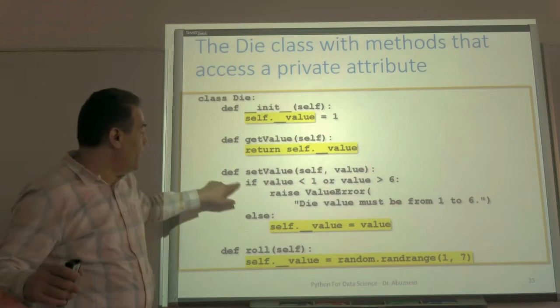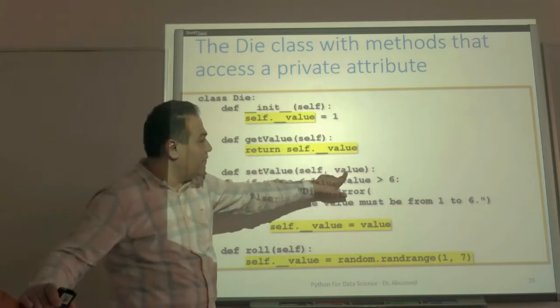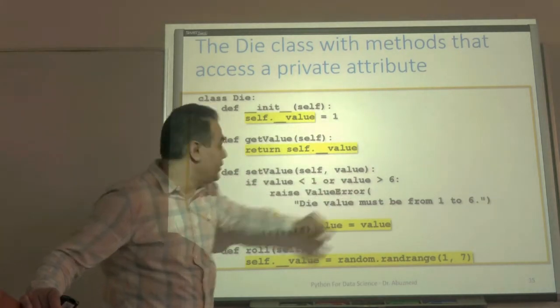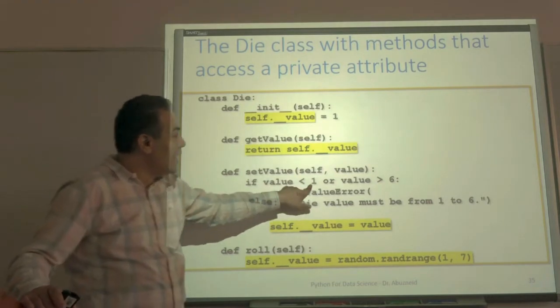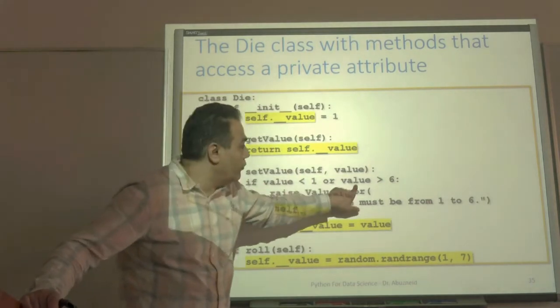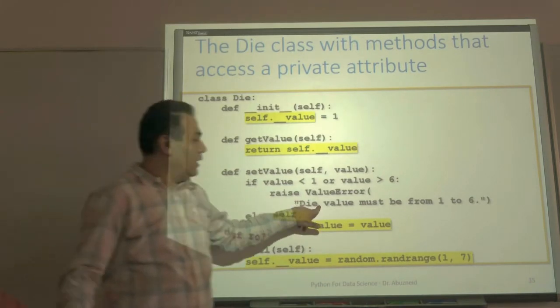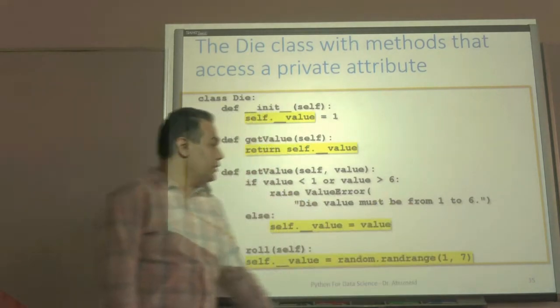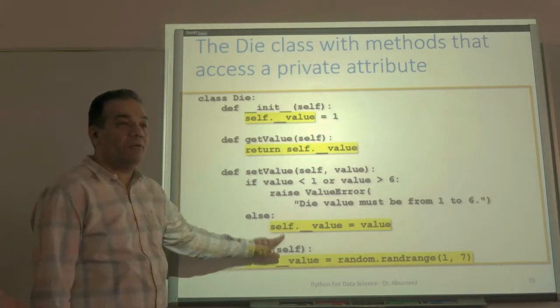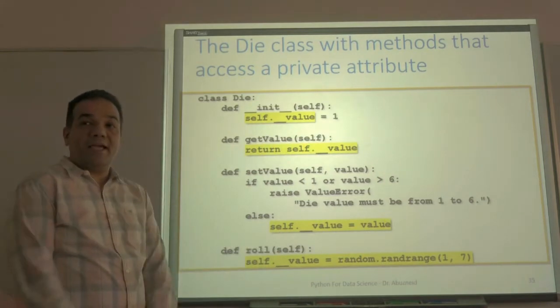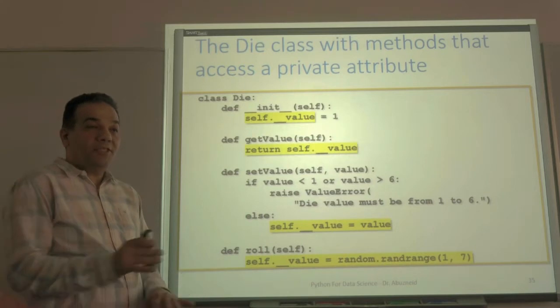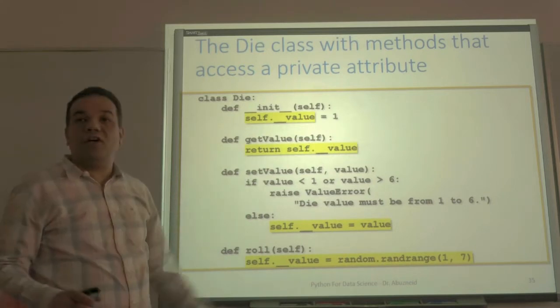You agree? So in here, set value, I'm passing the value. Now I need to check this value I'm passing. So if the value is less than 1 or greater than 6, I raise a value error: die value must be from 1 to 6. Otherwise, I assign the value. So I cannot anymore assign it directly. I have to call this function.